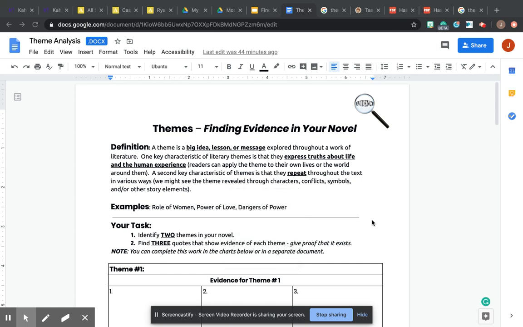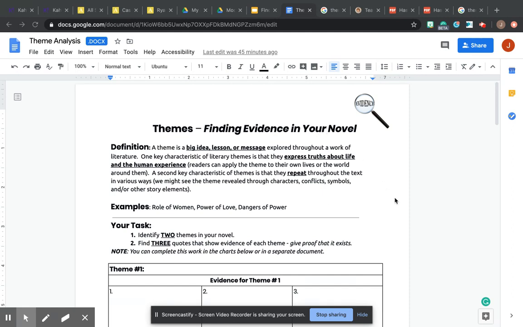Hi, ninth graders. I'm going to go over themes with you and how to find the evidence to support that theme. This is an extremely important skill for you to master because this is a task you're going to have to do next year and throughout your high school career. So I want to make sure that you really have this down.